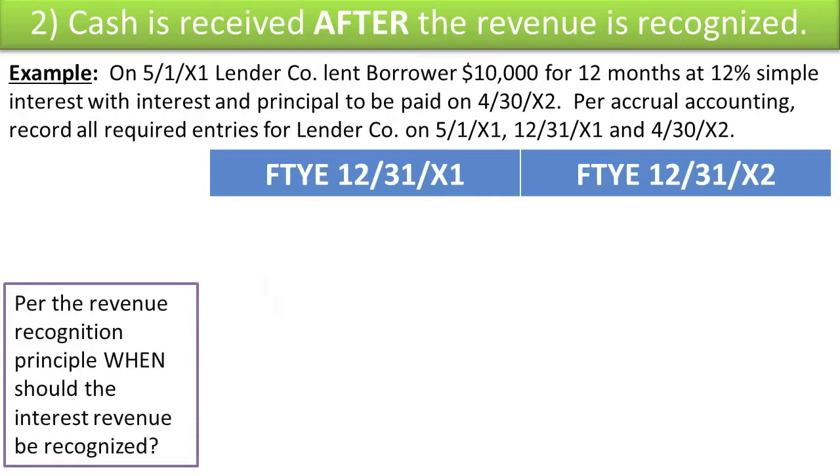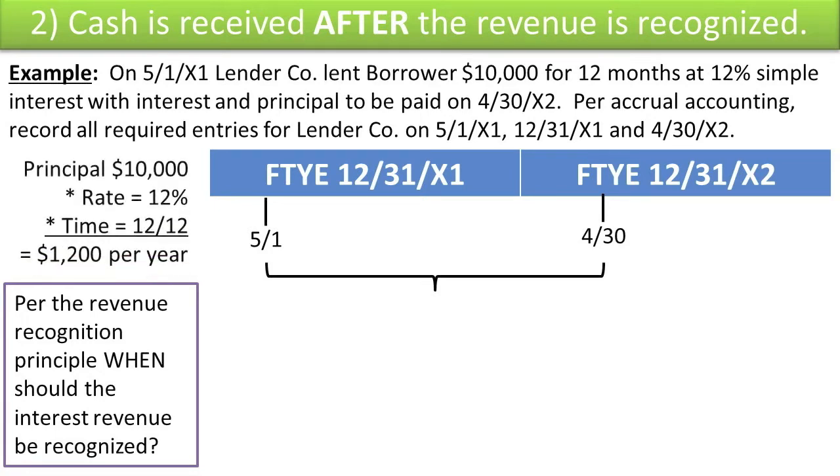Let's diagram this out. The loan is given out on May 1st, and then it's to be repaid with interest April 30th of the following year. That's a 12-month period. The math for computing interest is the principal, which is the $10,000 loan, times the annual interest rate of 12%, and the time period that this interest is running for the whole loan is 12 months out of the 12-month interest rate period. So that would be $1,200 per year, per 12-month period.